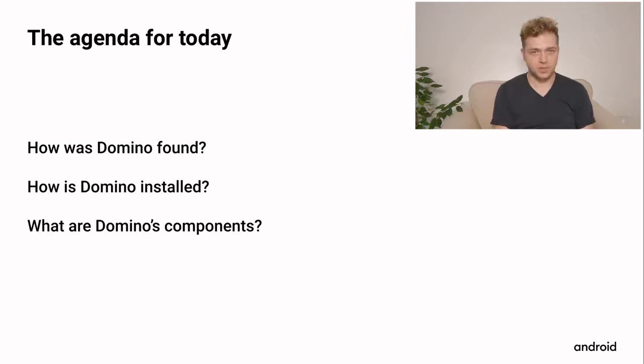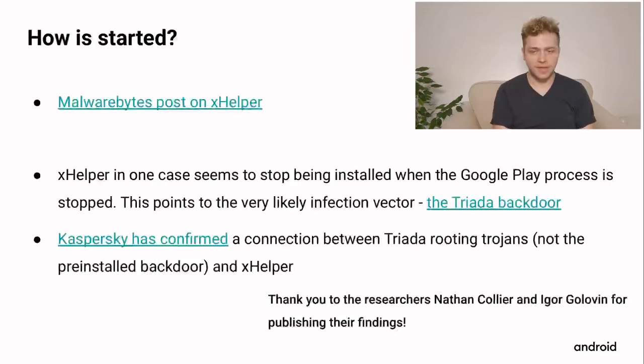Then we will take a look at how it was installed on devices and what are the components of Domino. And these three questions are the questions that every malware researcher has to ask at some point. So whatever kind of malware you are looking into, whether it's Windows, Android, something else, you have to first have a lead and find out how it got installed on the devices, and then what is it doing, what are the components, what are the different parts of that malware. So let's start first how it all started.